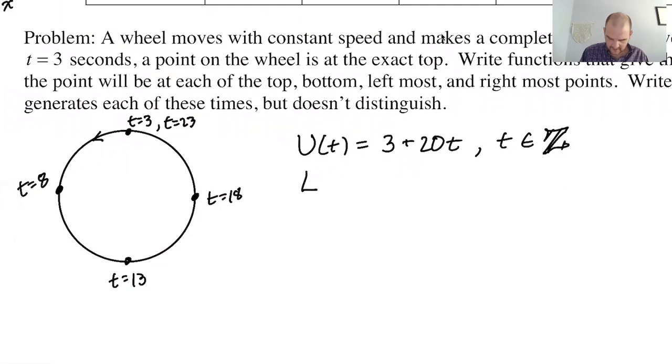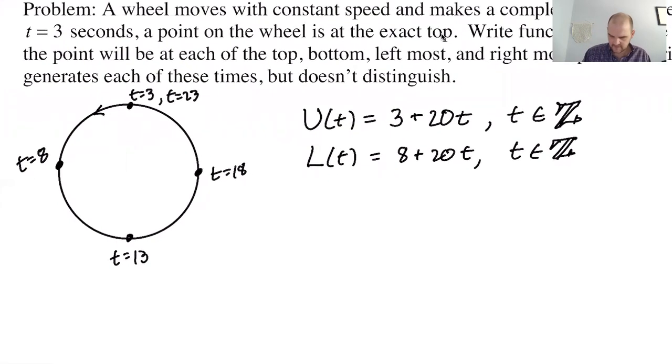The leftmost point, so I'm going to use capital L of t. All right, the first time I get there is 8, and then I'm just going to keep repeating this. 8 plus 20t, t is an element of the integers. So could you use t as an element of the integers once? You could, but that's lazy, and we're trying really hard to not be lazy. Bottom point. So you get there at 13, and then every 20, you're going to repeat.